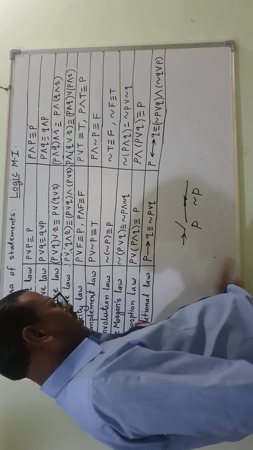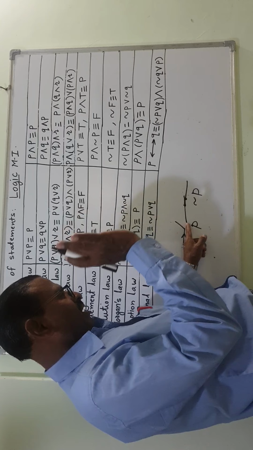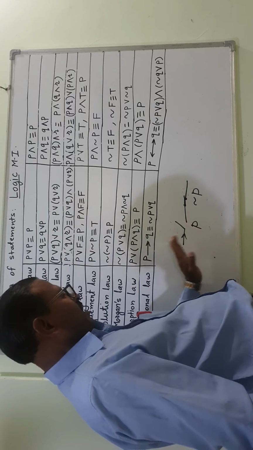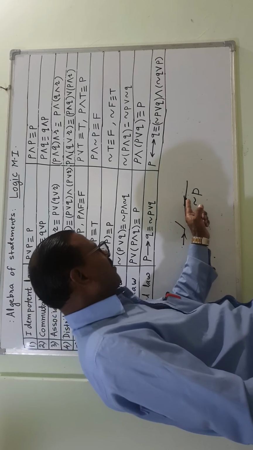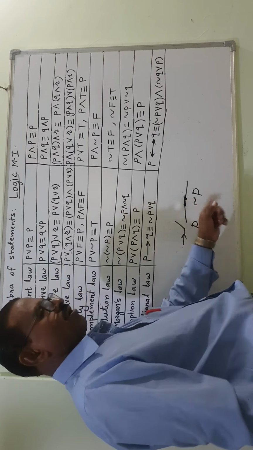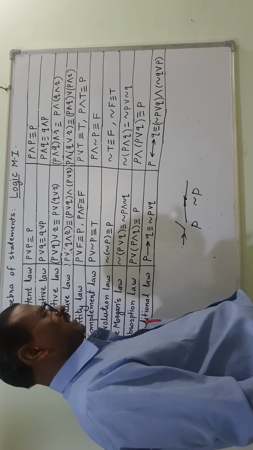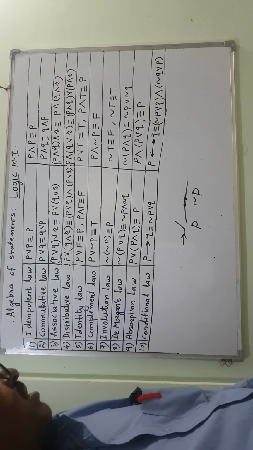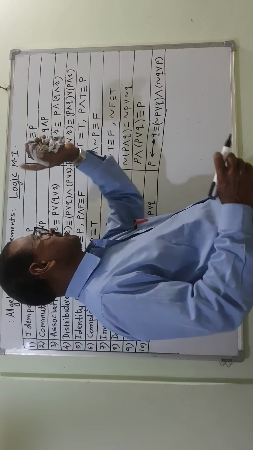Now current is coming, from here it is not going, so it is off. If I have closed this, then automatically this will be open because these two terminals are of the same switch, the P switch. That means this will be coming up. No current will be passing. That means it will be always false. So that's why P and negation P is always false.